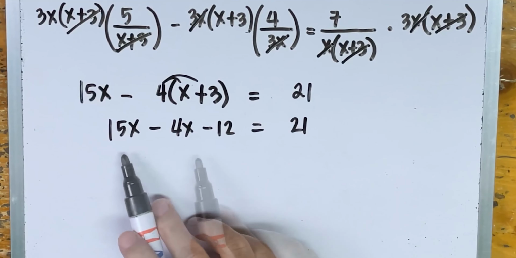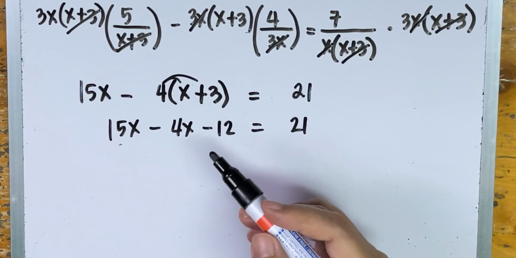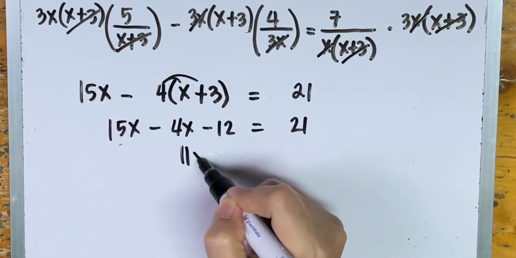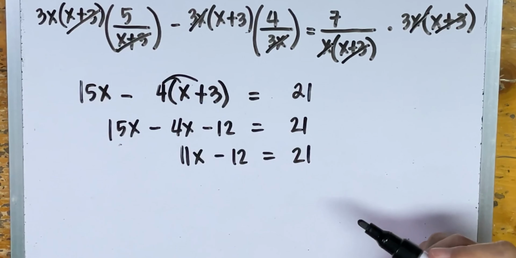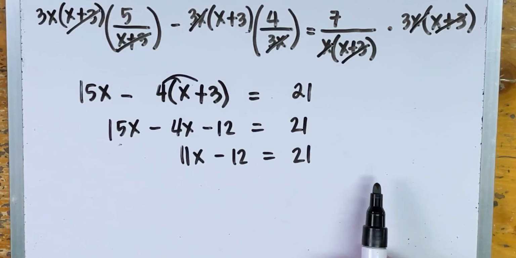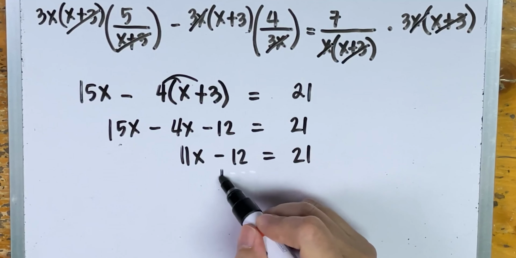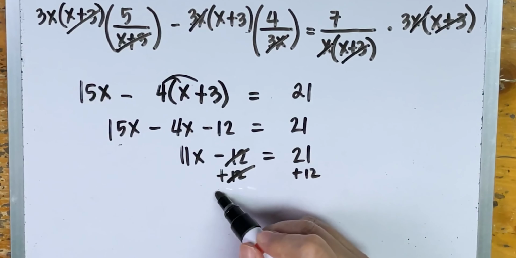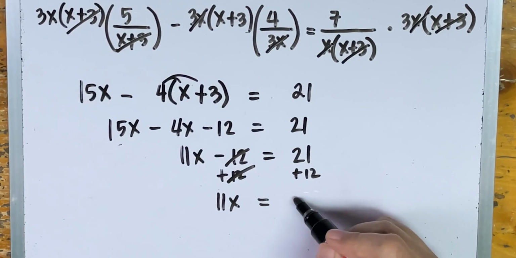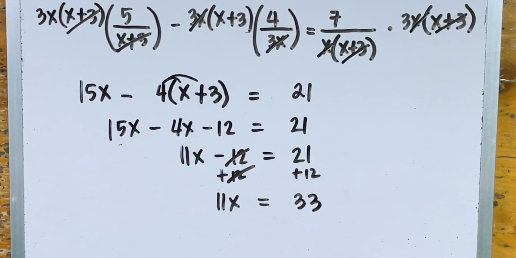Now, i-combine natin yung like terms. So, 15x minus 4x is 11x minus 12 equal to 21. Okay, so yung constant, lagay natin sa right side. So, we add 12 on both sides. So, magka-cancel dito, leaving us with just 11x equal to 33. Okay, and then we divide everything by 11. So, x now is equal to 3. And this is our final answer.